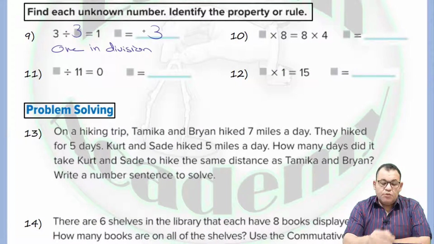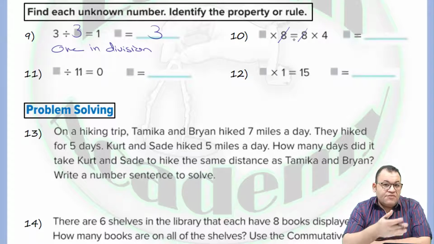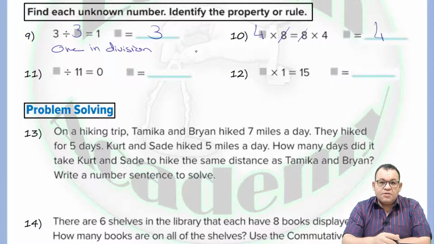In question number 10, we have a number multiplied by 8 equals 8 multiplied by 4. So what is the number that we have here? We have 8 before the equal sign and 8 after the equal sign. It means we have the same numbers before and after the equal sign, but in a different order. So the unknown here equals 4. And this property is called the commutative property. If you change the order, it doesn't change anything. Just keep the same answer as it is without any change.